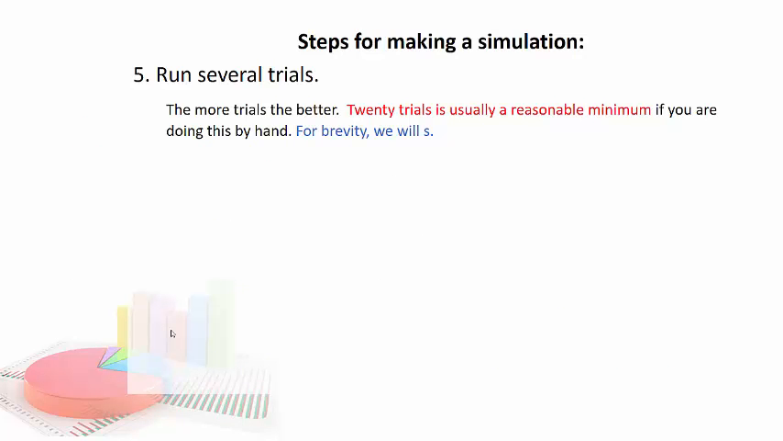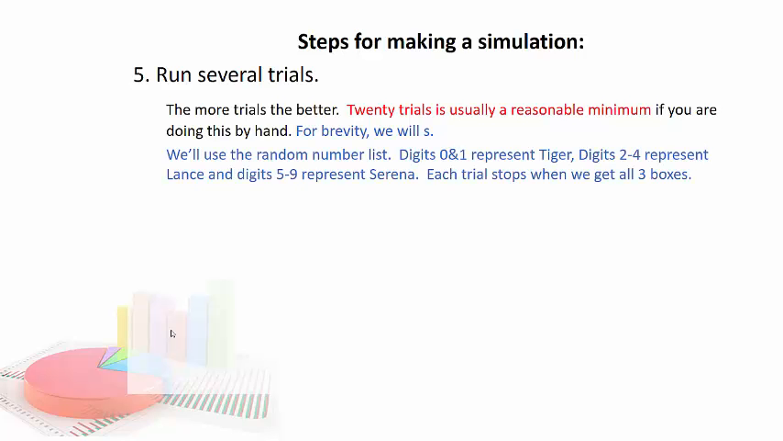So you need to run several trials. The more trials, the better. A usual rule of thumb is 20 trials. And later, as we learn more statistics, we'll explain why this works. For brevity, just right now, that says S, but it should say 5. We're going to run 5 trials. All right. And we're going to use the random number digit list. Digits 0 and 1 are going to represent Tiger. Digits 2, 3, and 4 are going to represent Lance Armstrong. And digits 5 through 9 are going to represent Serena Williams. Each trial will stop when we get all 3 boxes. Okay, so we're going to run 5 trials.